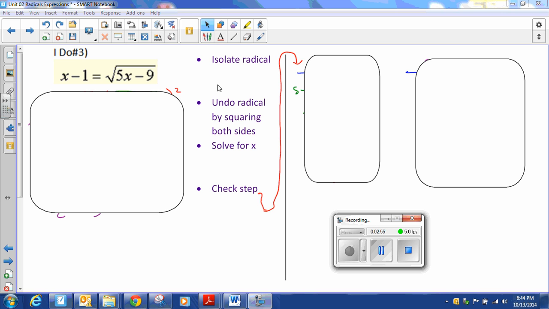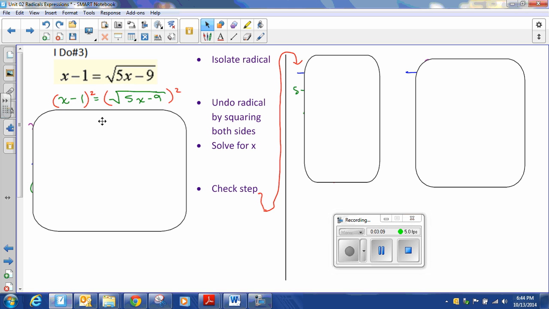Let's take a look at another example. So here, the radical expression is already isolated. And if you notice, this is a little different. We have a binomial on the other side of the equal sign. What you must remember is when you square both sides, you're squaring the binomial x minus 1. Not the individual terms, you're squaring the entire binomial.